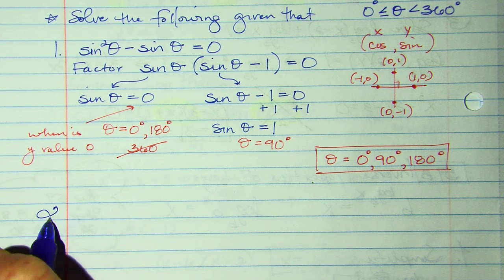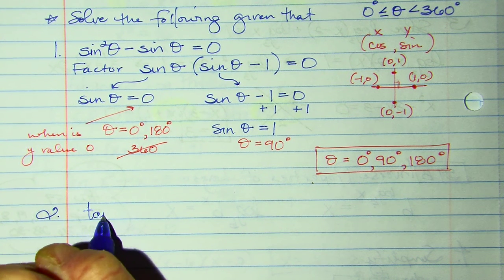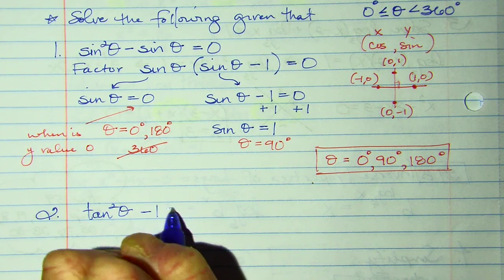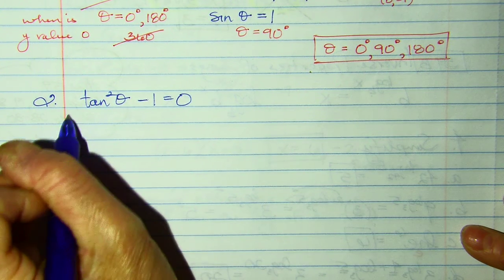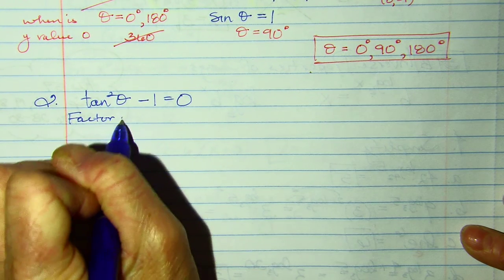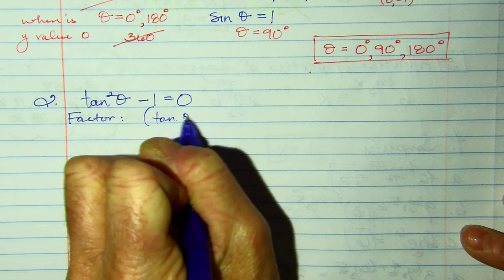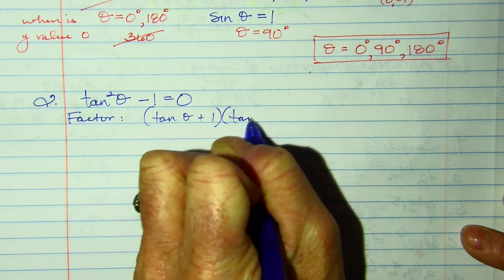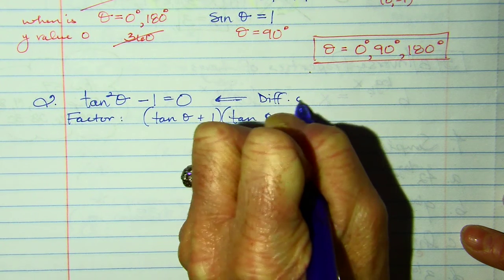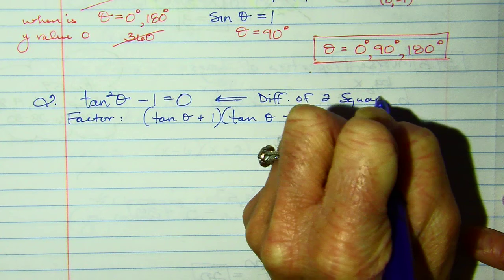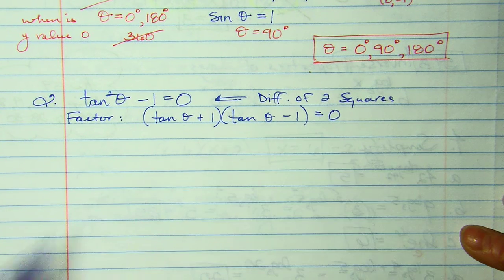Number 2, we're going to solve the tangent squared of theta minus 1 equals 0. All right, so for this one, I notice I don't have a greatest common factor because tangent and 1 share nothing in common. But I do know that I can write this as a difference of 2 squares. So this is really tangent of theta plus 1 and tangent of theta minus 1, because that right there is a difference of 2 squares. Now this is all set equal to 0.